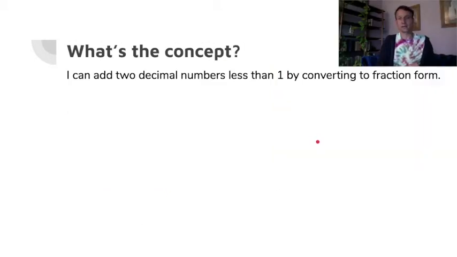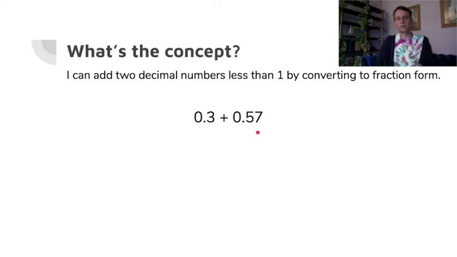Ooh, now it's time for the big things. We're going to add 2 decimal numbers that are less than 1 by converting them to fraction form. And that's exactly what we're going to do. So here's 2 decimals that are both less than 1, right? They're 0 point something. 3 tenths plus 57 hundredths.